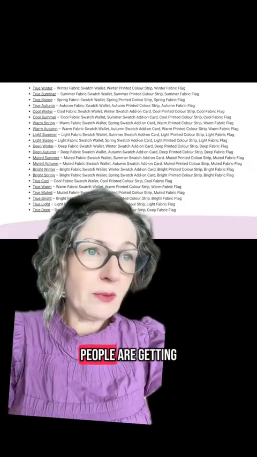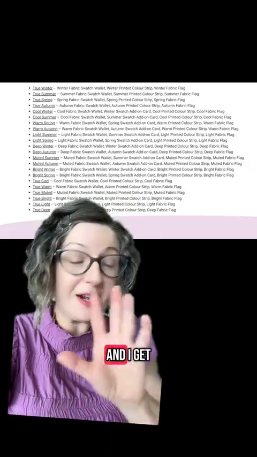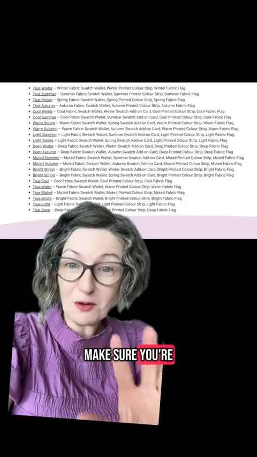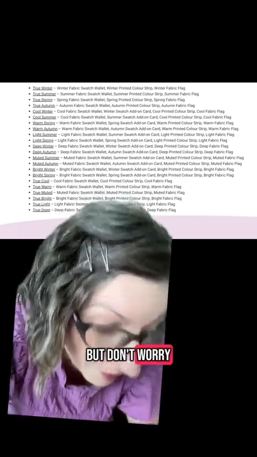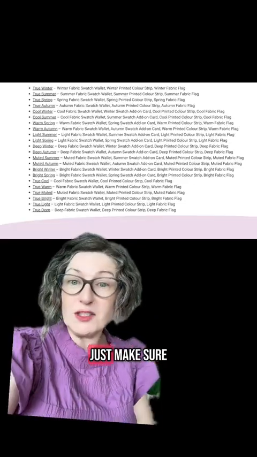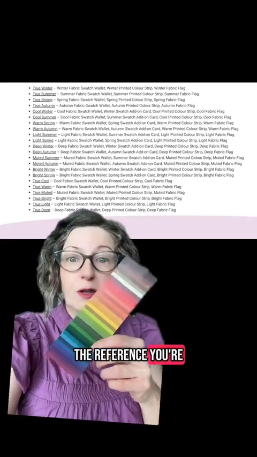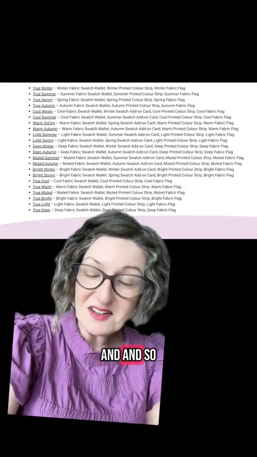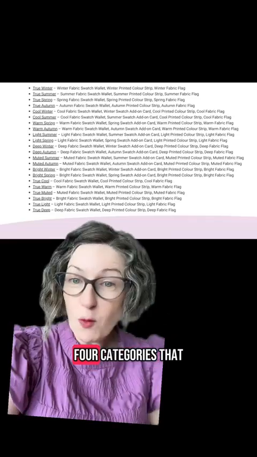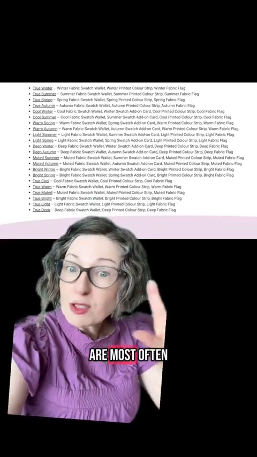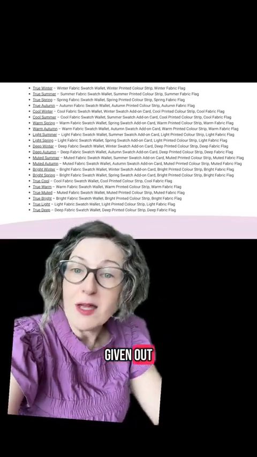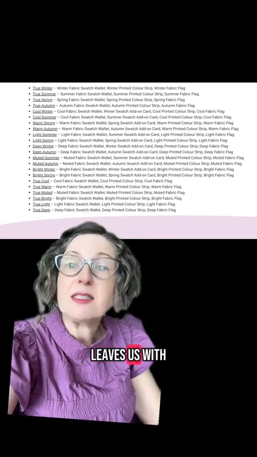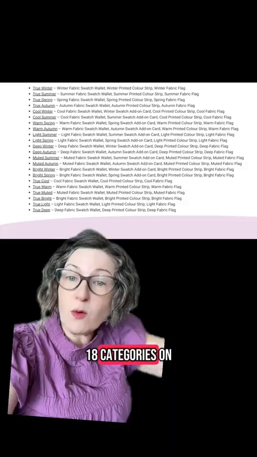I find some people are getting so hung up in labeling, and I get that you want to make sure you're buying the right thing, but don't worry about what a reference is called. Just make sure the reference you're using visually contains the right colors. That covers the 4 categories that are most often given out, and that leaves us with 18 categories on the page.